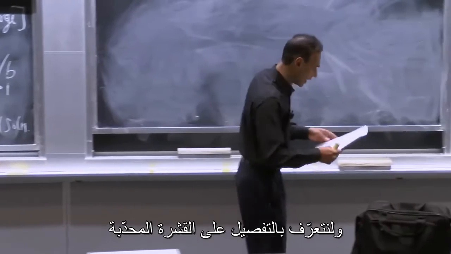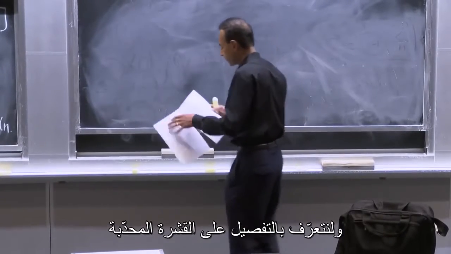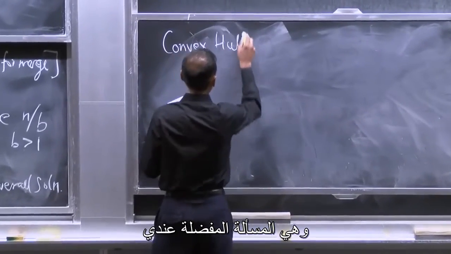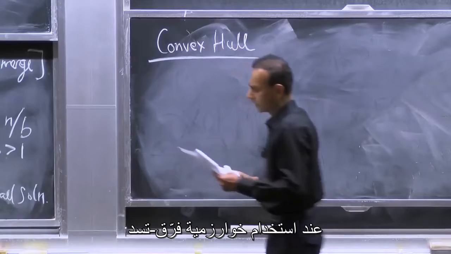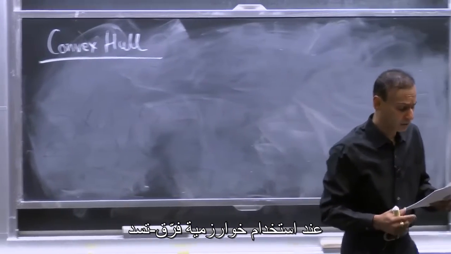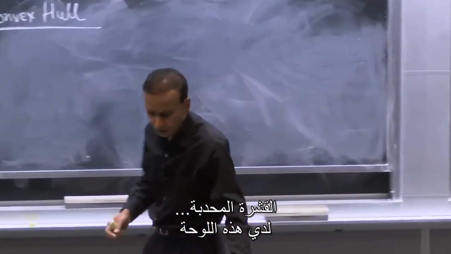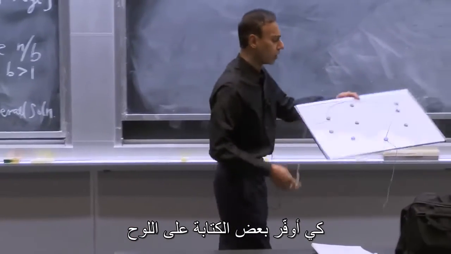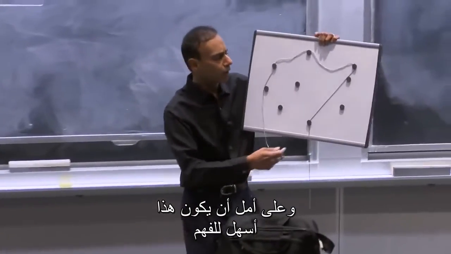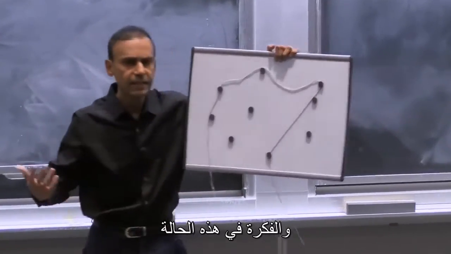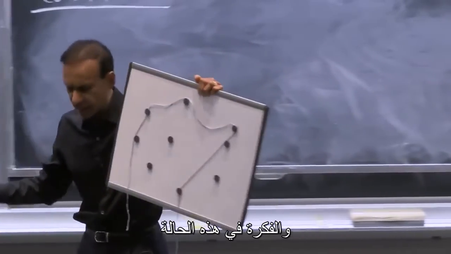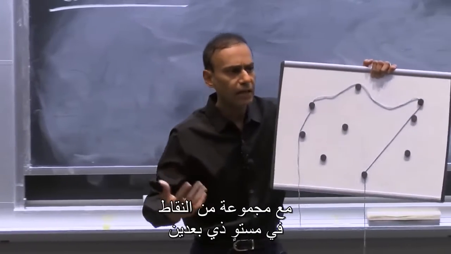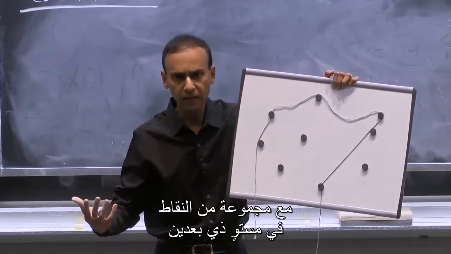And so let's dive right into convex hull, which is my favorite problem when it comes to using divide and conquer. So for convex hull, I got a little prop here, which will save me from writing on the board and hopefully be more understandable. But the idea here is that we have a two-dimensional problem with a bunch of points in a two-dimensional plane.